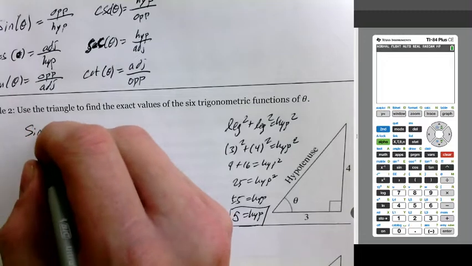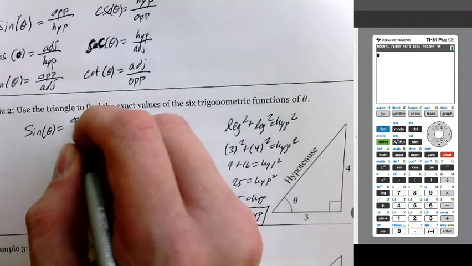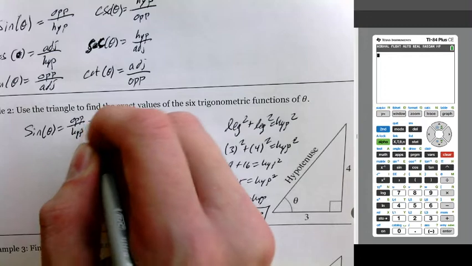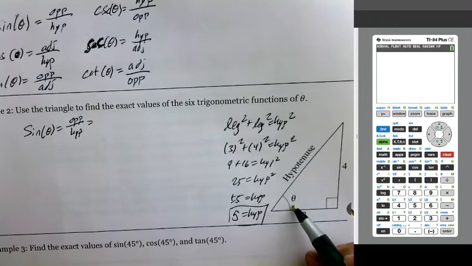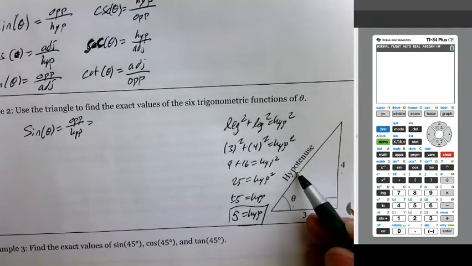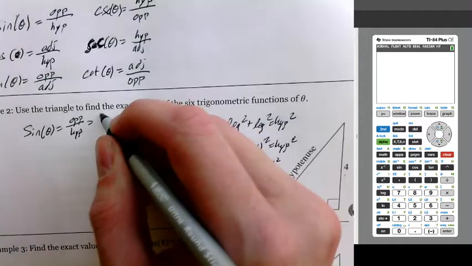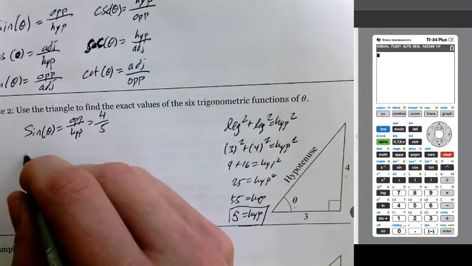So sine of theta is opposite divided by hypotenuse. So in this case, theta's here. So the opposite side is 4 divided by the hypotenuse, which we just found to be 5. So sine is going to be 4/5.